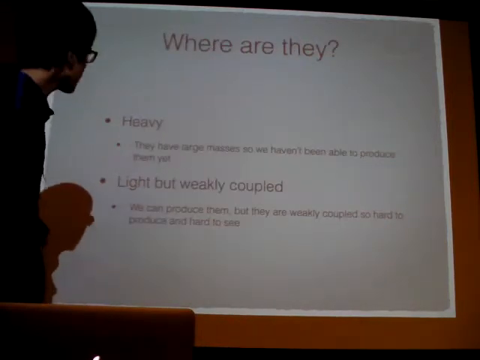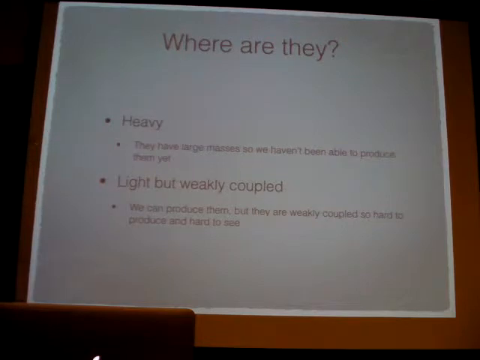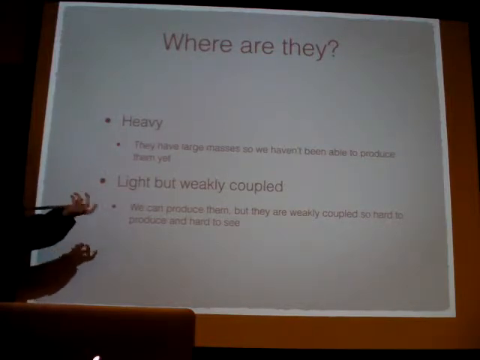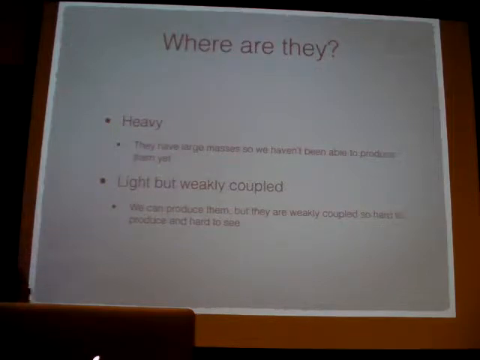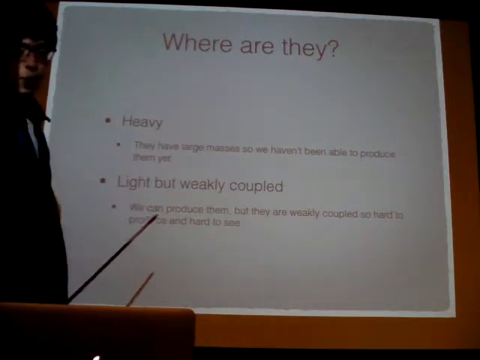So if your goal is to look for particles, there are basically two ways to do so. There are two broad types of new particles. They can be heavy, which is essentially that they've just been too heavy for us to produce so far. That's why we haven't seen them. Or they can be light but weakly coupled. And so that's essentially that we have the energy to produce them, but because they're weakly coupled, they're hard to produce, they're hard to see. And so broadly speaking, these are the two categories of new particles.